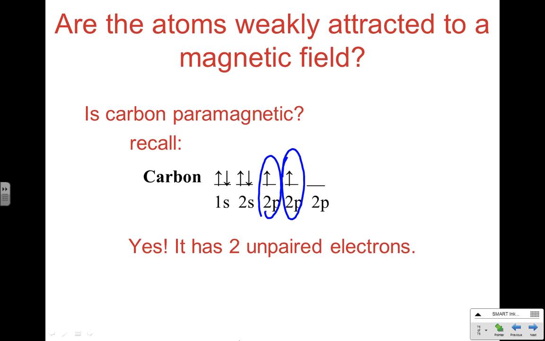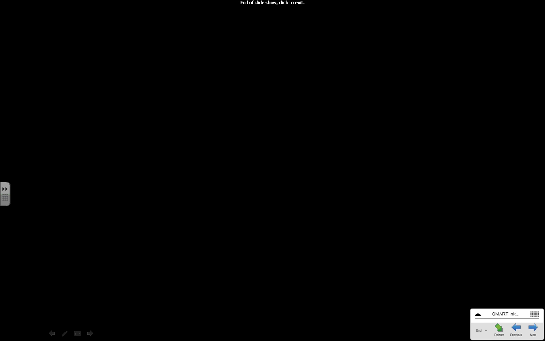And it would be more paramagnetic than a substance that only has 1 unpaired electron. Something like boron would only have 1 unpaired. So that would be paramagnetic, but not quite as strongly as carbon. And that's it. That finishes chapter 6.